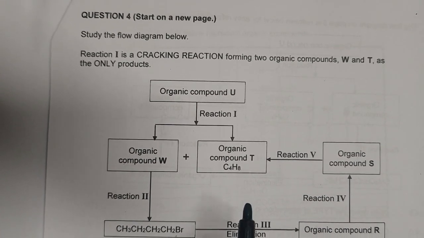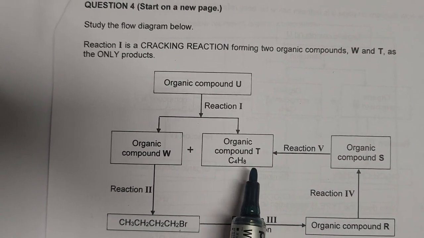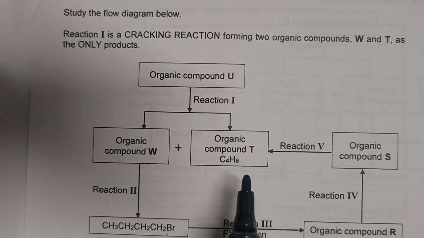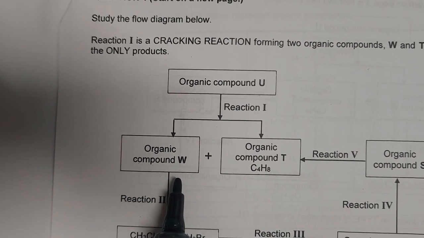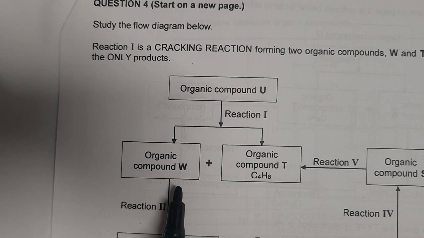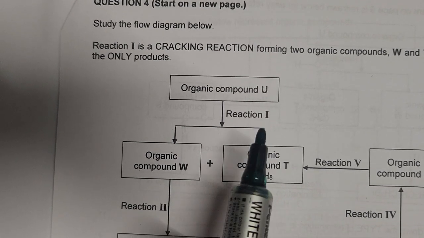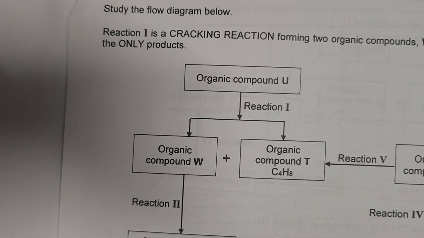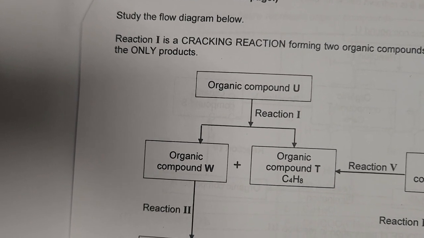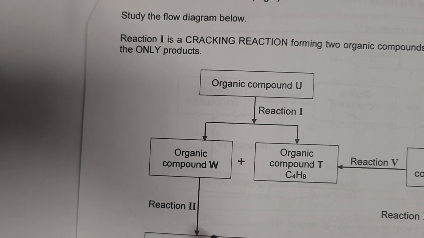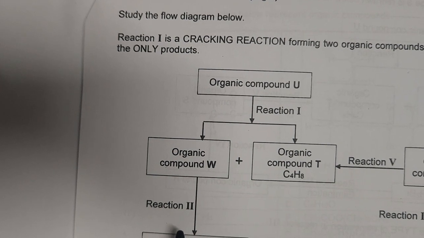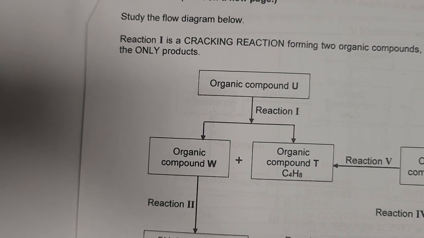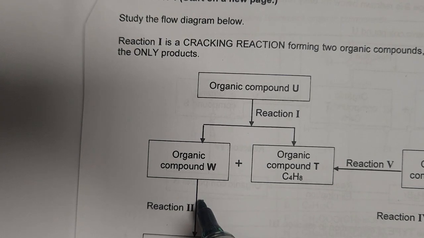Fine. We can see that in this case, if T is an alkene, C4H8, therefore it means that W will be an alkane. So now we don't know what is U, but we'll be guided through. Hopefully, if we check here, we can be guided by this reaction 2. Remember, we come from alkane. Reaction 2, if it's forming haloalkane, immediately we can tell that reaction 2 is substitution.